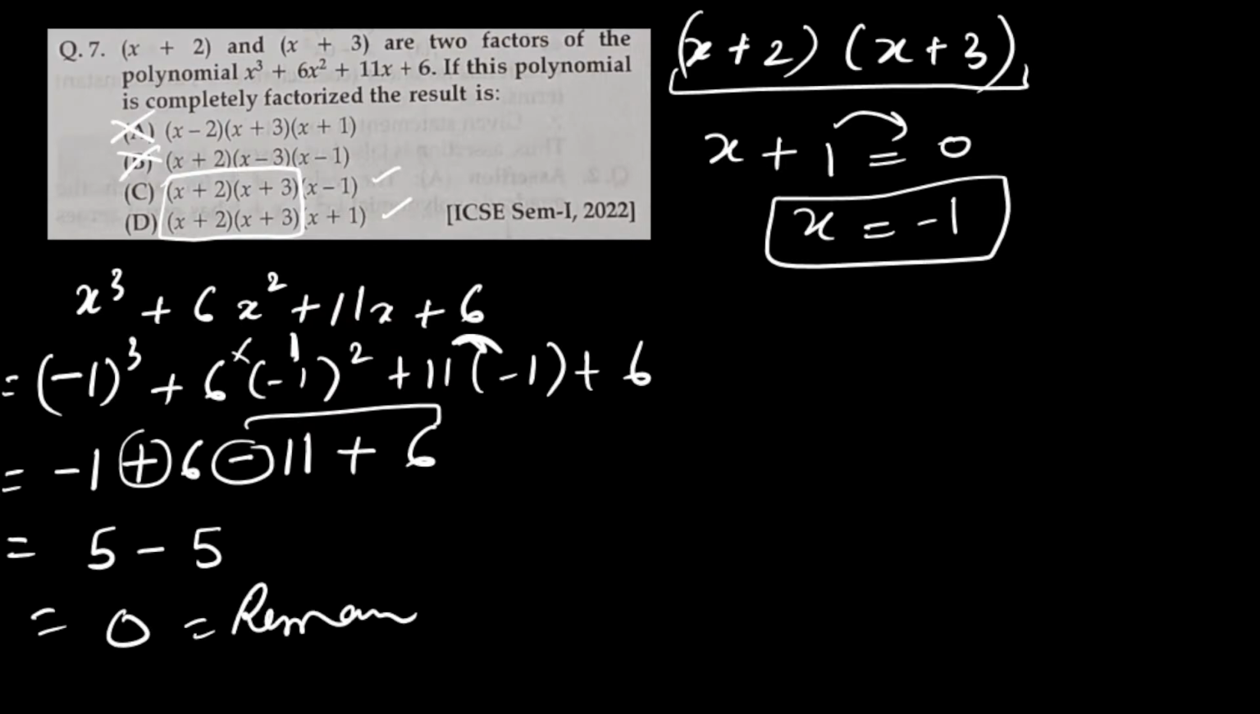So our remainder is equal to 0. That means x plus 1 is a factor. So option D is the correct option. So the third factor of the given polynomial is x plus 1. When the polynomial is completely factorized, it can be written this way: x plus 2 into x plus 3 into x plus 1. Yes, so option D is the correct answer.